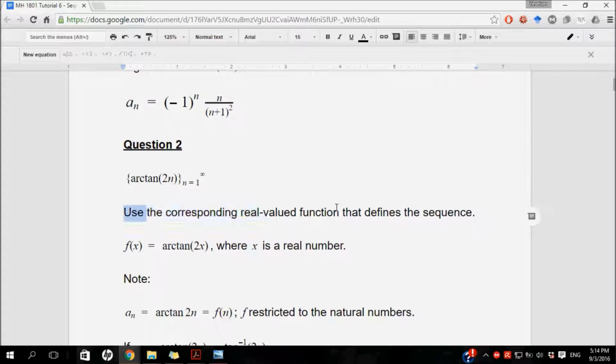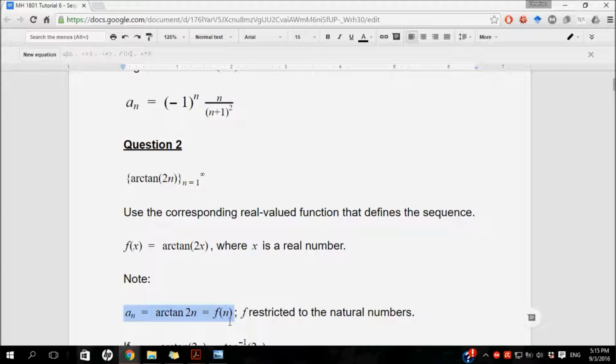that defines the sequence. In this case, we are going to define the following function, f(x), which is going to be set as arctangent of 2x, where x is a real number. And here you will notice that the way in which I obtain the terms of my sequence a_n would be precisely by restricting my function to the natural numbers.